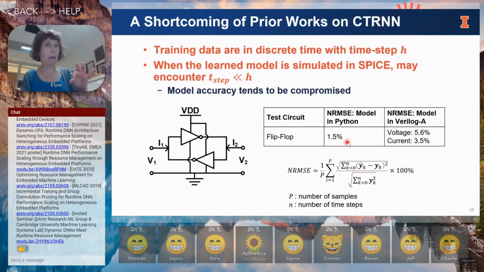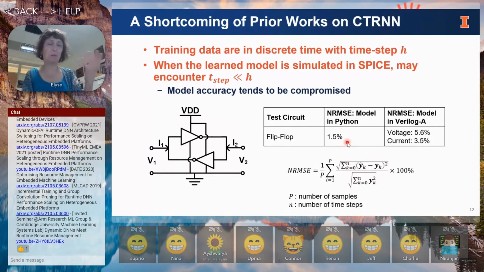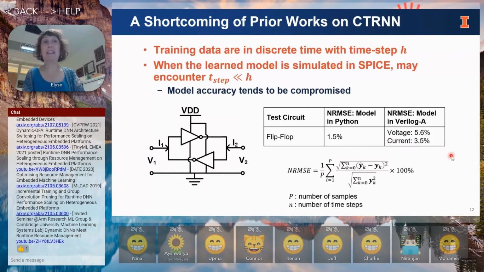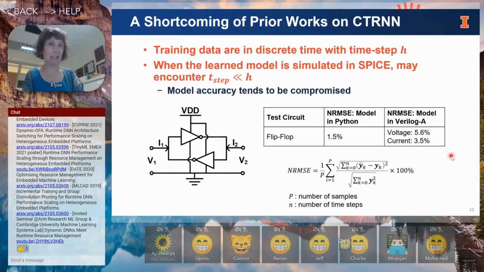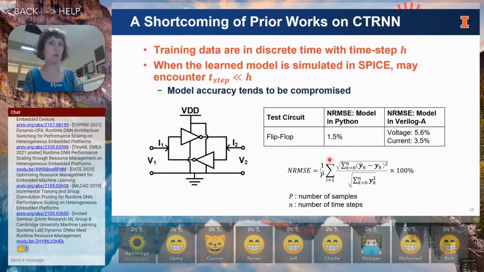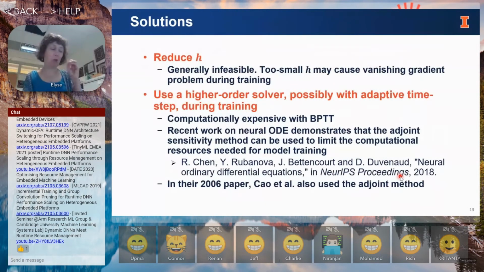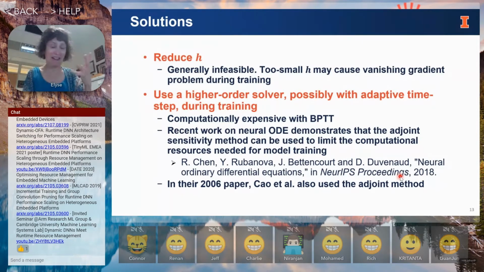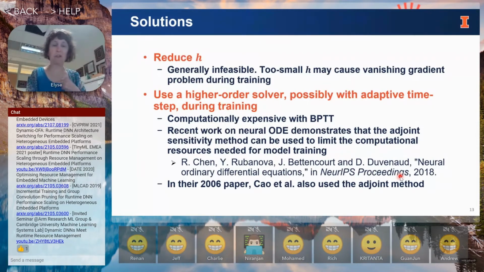Then we implement the model in Verilog-A. We simulate it with a SPICE simulator, and you can see the error is now significantly larger, and the error metric used here is the normalized root mean square error. So how do we limit the error that is induced when we port our model to Verilog-A?